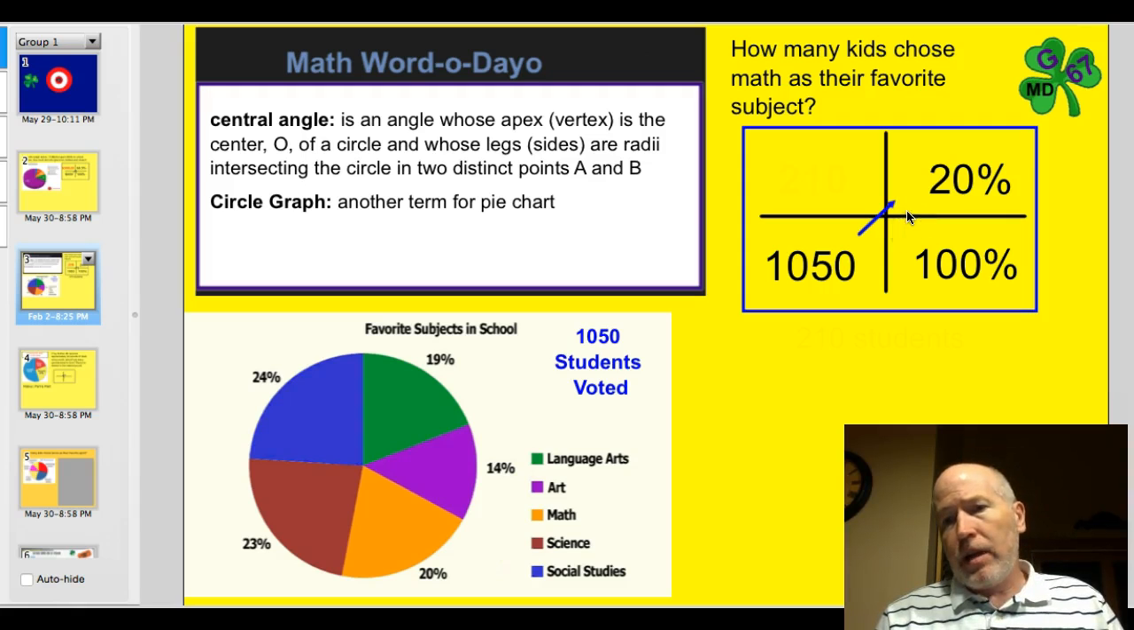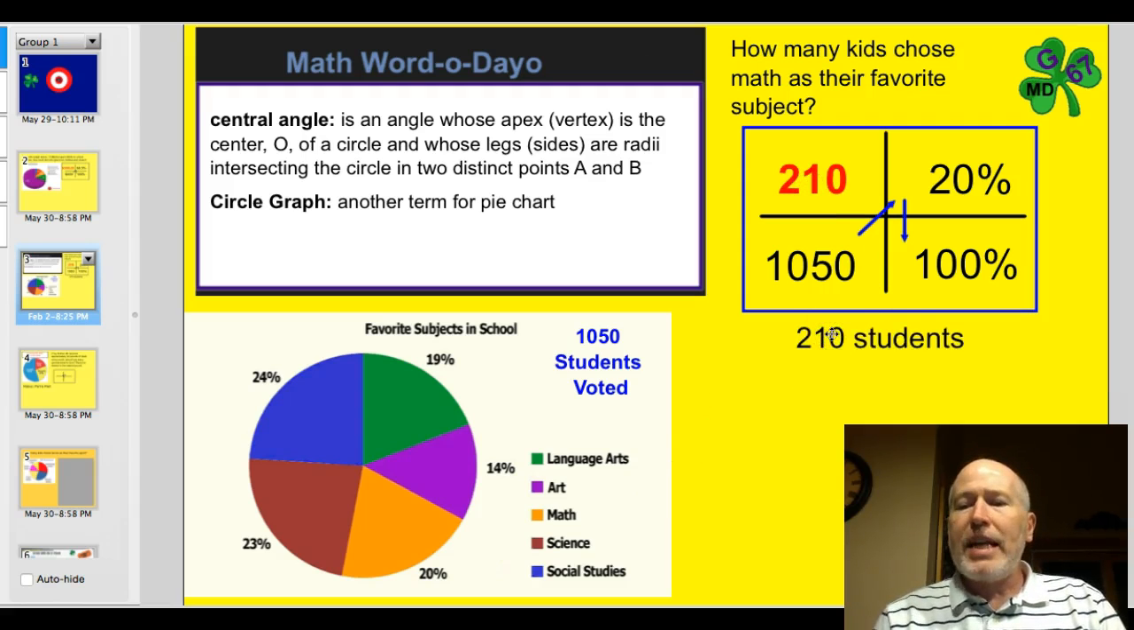And if I do that, I've got to find it here. There it is. There's an arrow there someplace. There it is. Multiply diagonally, 1,050 times 20%. Divide by 100. I find out that that's 210 kids. 210 really smart kids who chose math as their favorite subject.